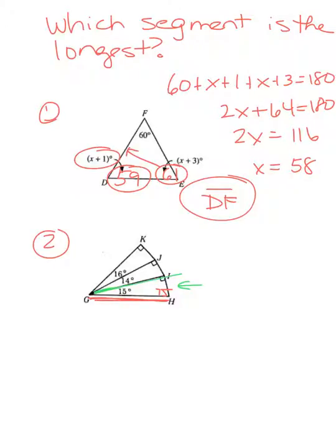Let's keep going up. Let's take a look at the next triangle. When I look at triangle JKG, again, I have a 90 degrees, so my longest side is going to be my hypotenuse. But again, if I then go look at my middle triangle, the green line is still longer than the blue line. And again, if I look at that bottom line, my red line is still going to be longer than my green line. So in the end, my longest segment is going to be segment GH.